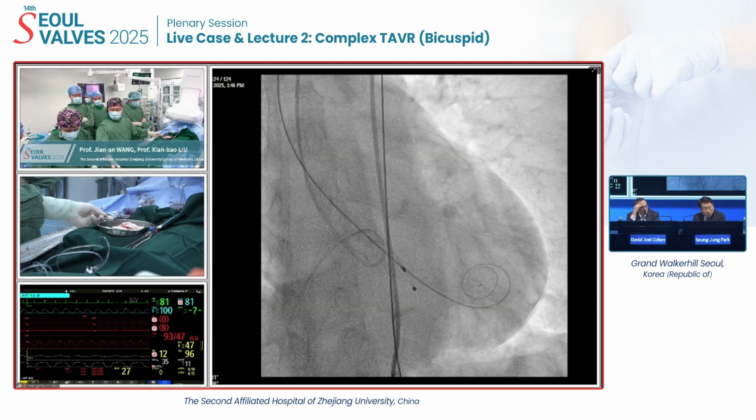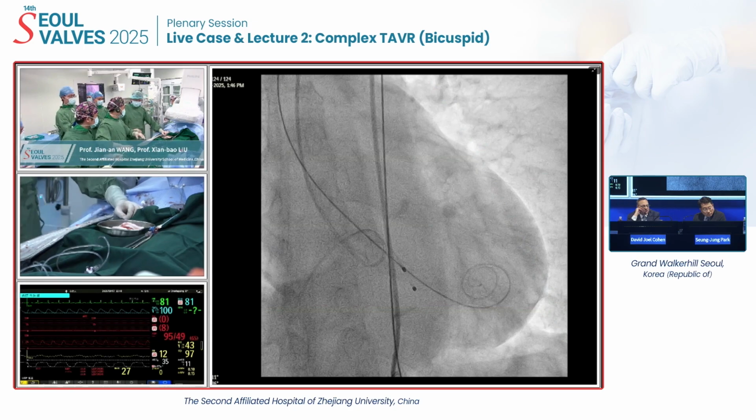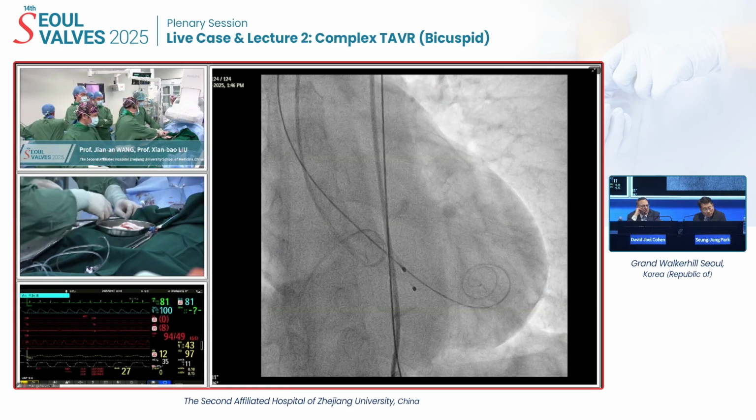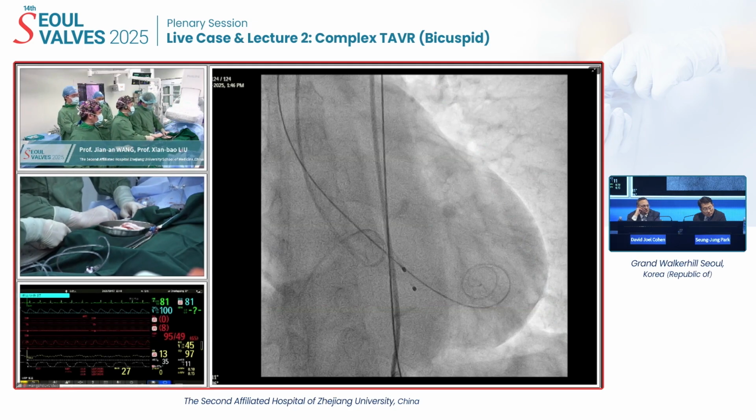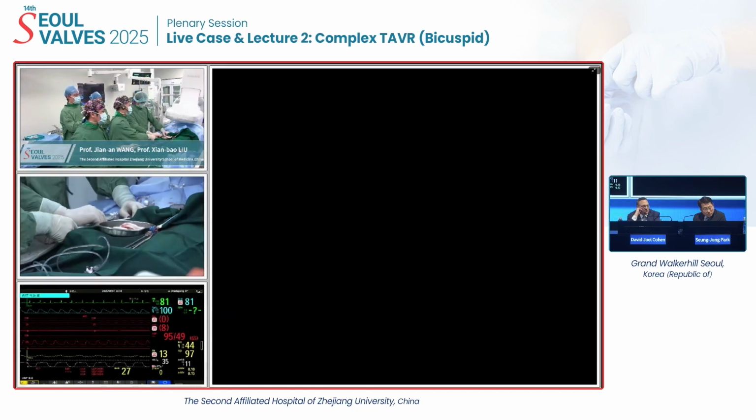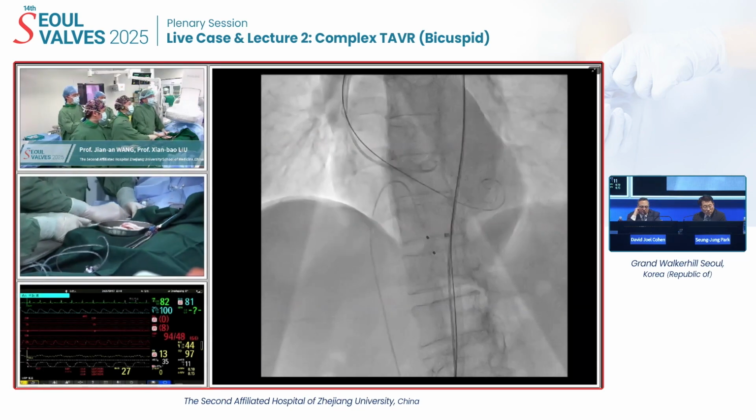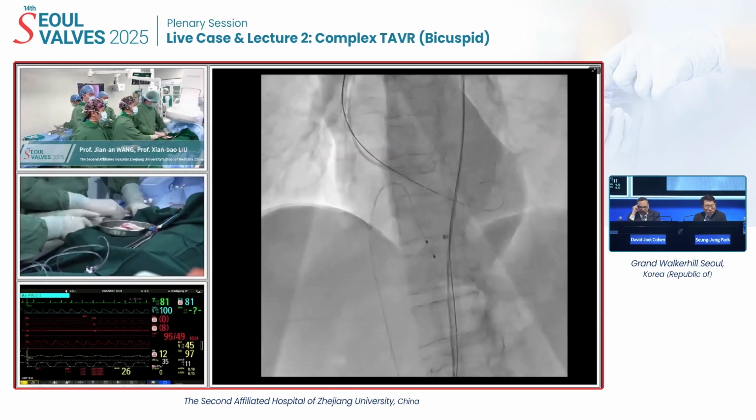So are you ready to go? Yes, we are ready to go. Are there any meaningful differences between these? Go ahead. Sorry, I'm sorry to interrupt. Go ahead. So the balloon expandable device has a relatively small profile, so it's easy.